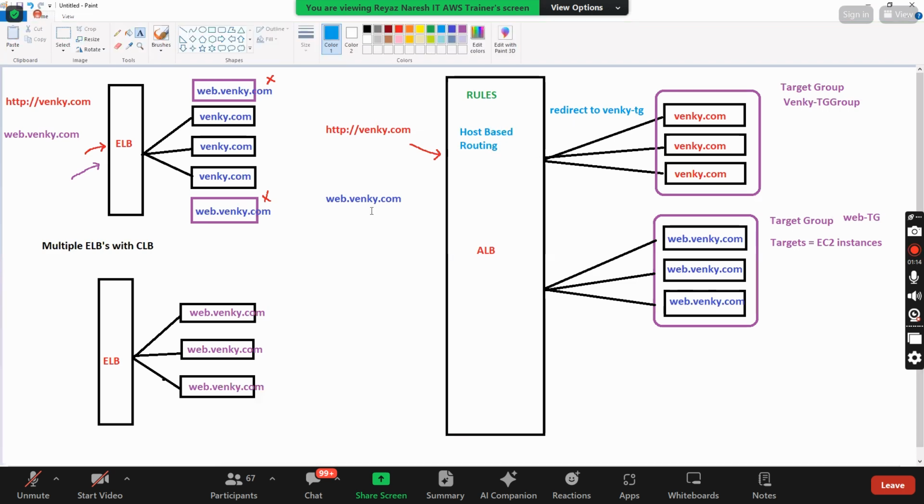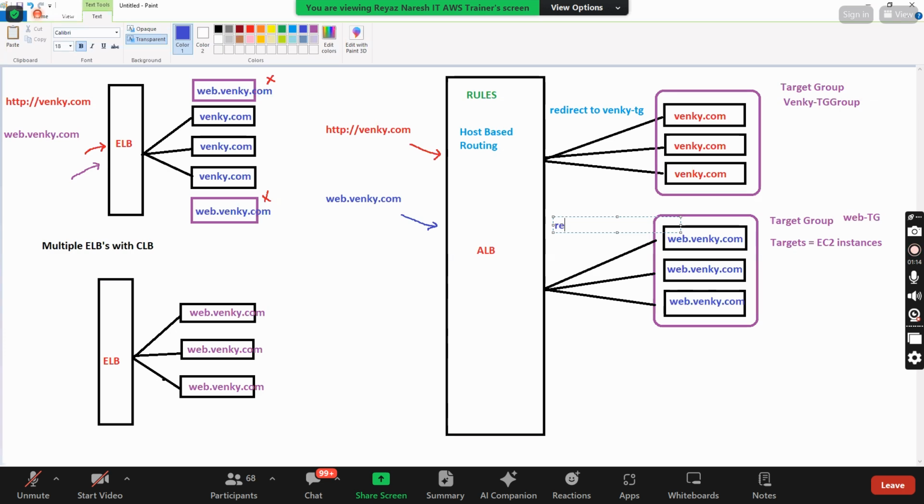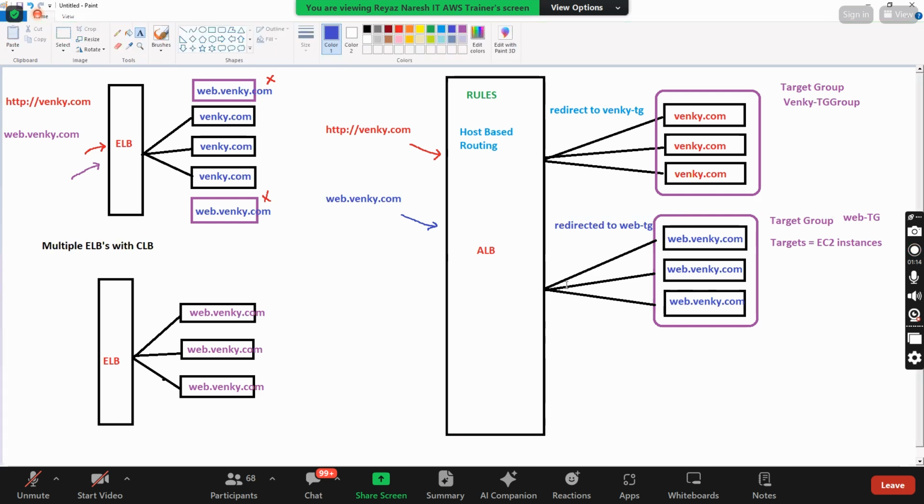Now, let's say web.venki.com. The same request will come here. And here I create a rule in the load balancer saying that if someone is coming with web.venki.com, it will be redirected to the web TG. Getting it? Right? So here we create something called rules in the load balancer. Based on the route, it will just redirect to the particular target group.